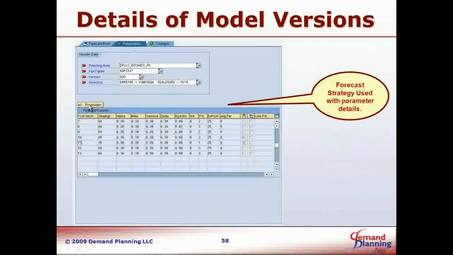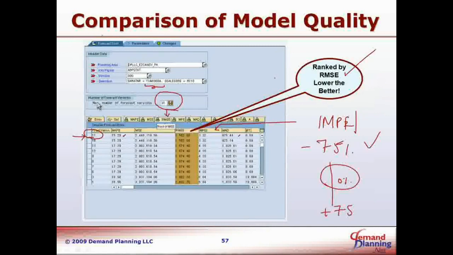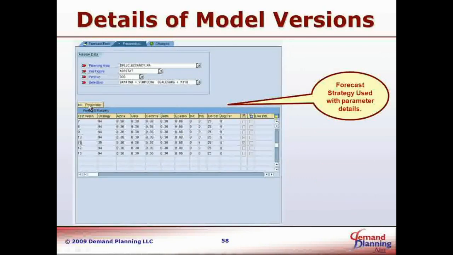So now I just go into the parameter screen. Previously, I was in the forecast error screen. I rank it, and then I know 11, 10, 13, and 12 are the best. Then I click on the parameter screen, and it tells me model 11 is a linear model, model strategy 35. It also gives you some of the parameters used, such as alpha, beta, gamma, R, delta, epsilon, and all this other stuff.